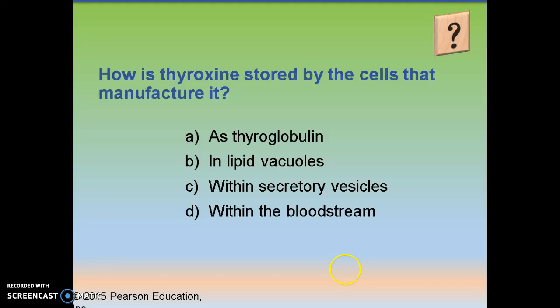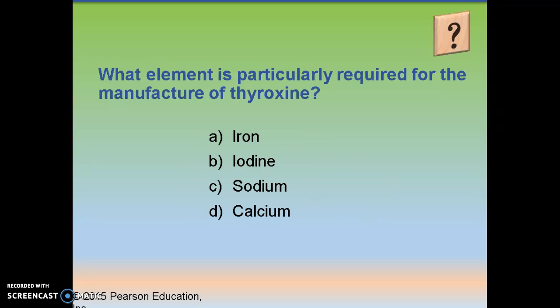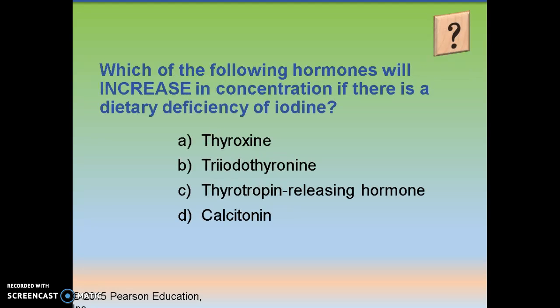How is thyroxine stored by the cells that manufacture it? As thyroglobulin. What element is particularly required for the manufacture of thyroxine? Iodine. Which of the following hormones will increase in concentration if there is a dietary deficiency of iodine? Thyrotropic releasing hormone.